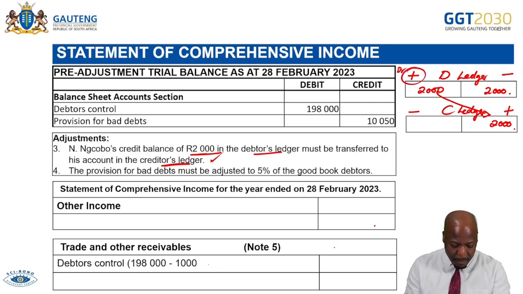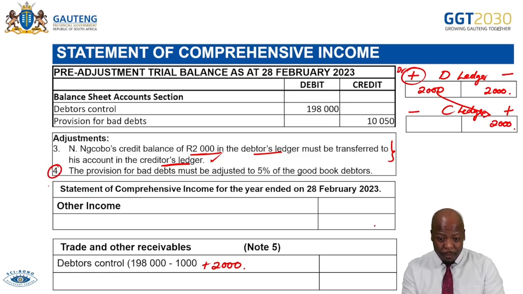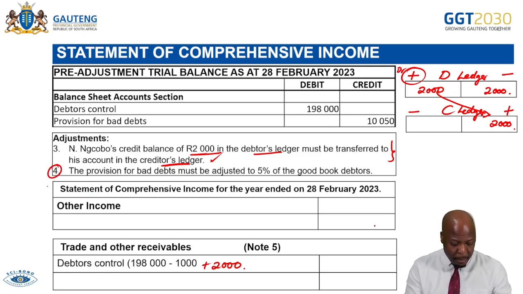It's a plus. So I'm coming here to my debtors control, my trade and other receivables. And then what am I saying? I'm coming to say plus. Plus how much? Plus 2,000. So I'm coming here to say plus my 2,000. All right. I have done this adjustment because it affects adjustment number 4. It affects adjustment number 4. All right. We want to see now what adjustment number 4 says.